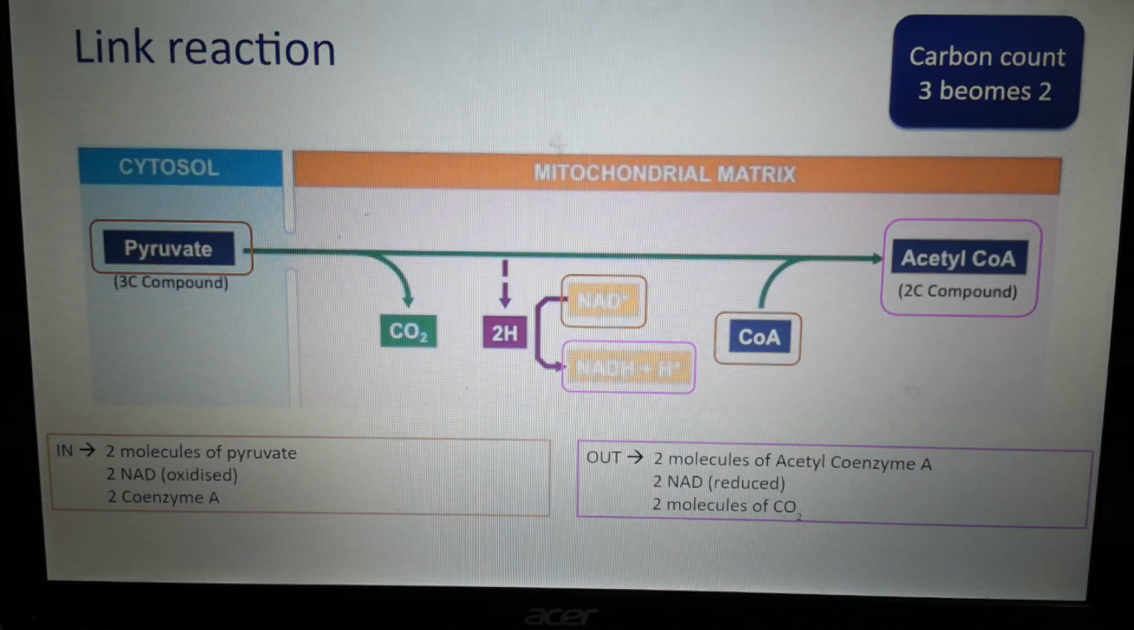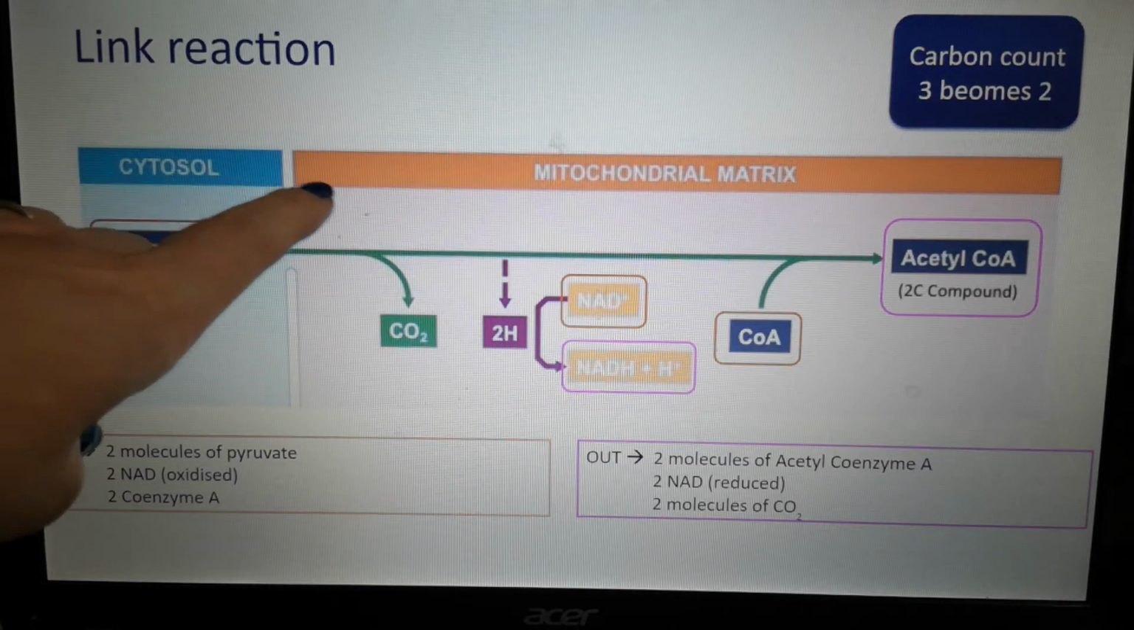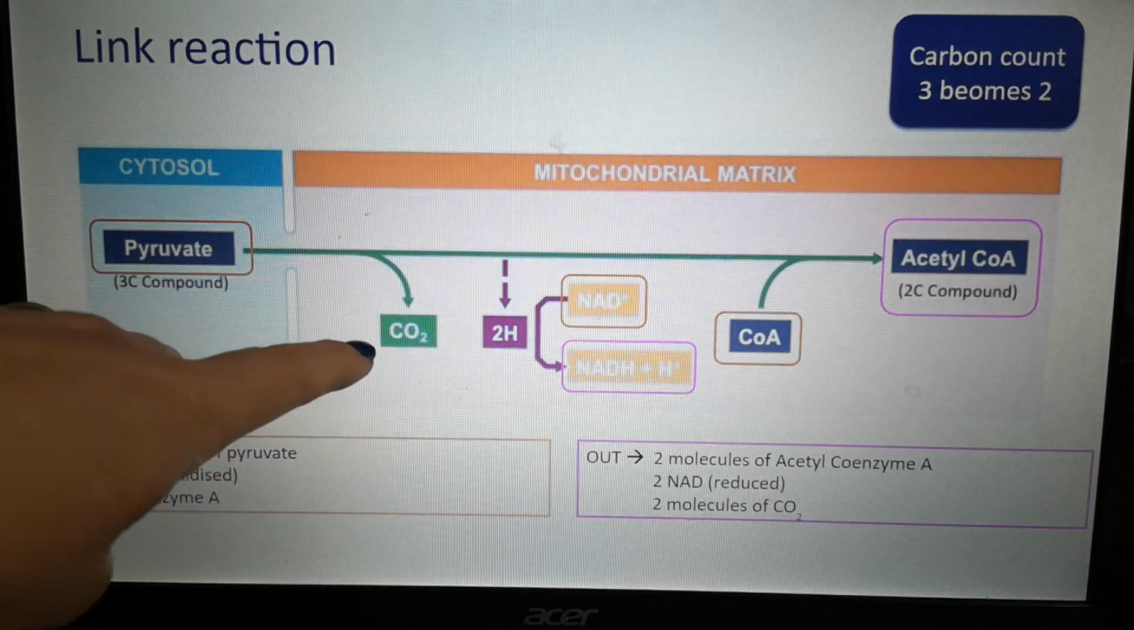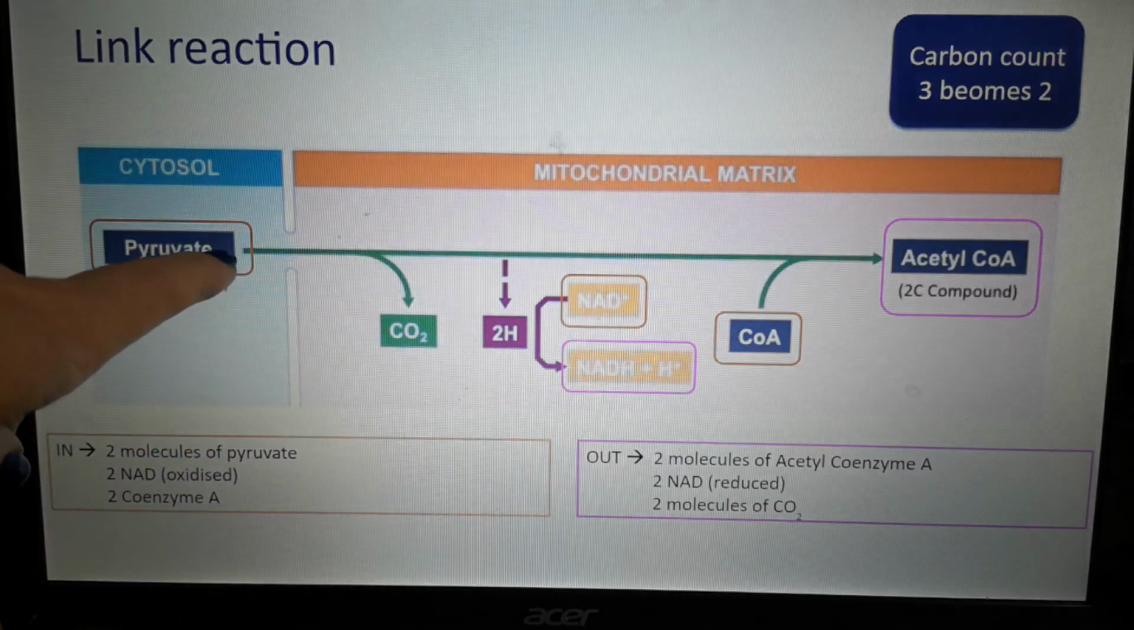There we go. Sorry, it took a while to get there, didn't it? So remember, pyruvate is a 3-carbon compound, okay? And this is the nicest, most simple bit of respiration. So we have our 3-carbon compound, pyruvate, which is decarboxylated. So we lose CO2. Remember, you breathe this out. This is one of the waste products of respiration. This is what you breathe out, okay?